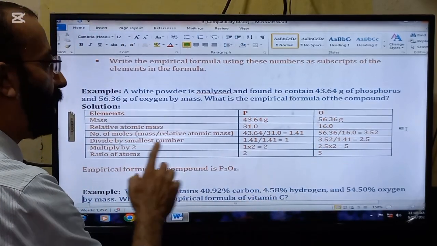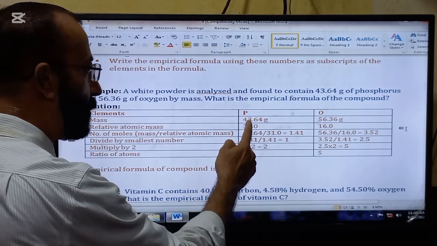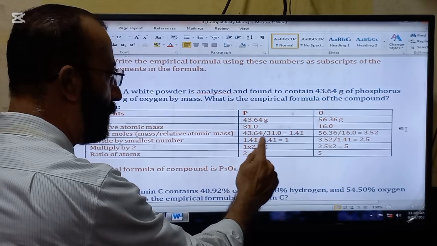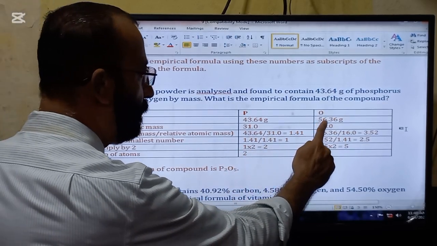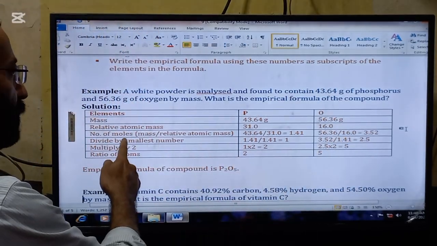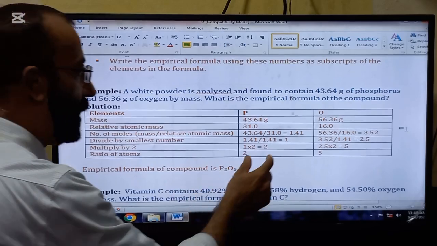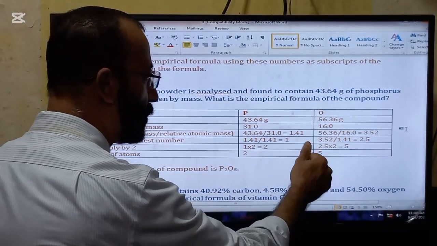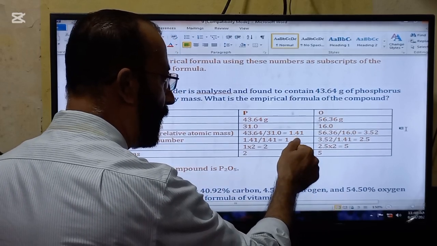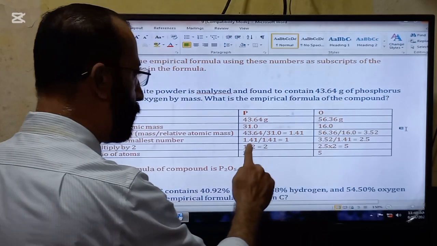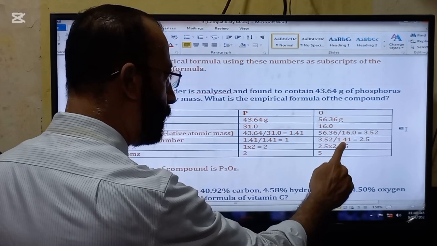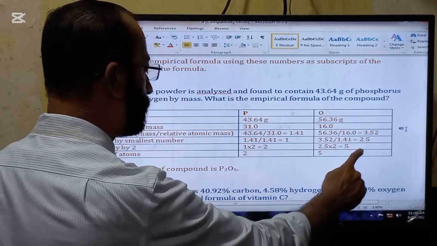Next, we will find the moles by dividing the mass over relative atomic mass. So 43.64 over 31 is equal to 1.41, and 56.36 over 16 is equal to 3.42. So these are the numbers of moles. Next, divide both numbers by the smallest one. Definitely 1.41 is the smallest. So divide this number by 1.41 and this number by 1.41. So 1.41 over 1.41 is equal to 1, and 3.42 over 1.41 is equal to 2.5.